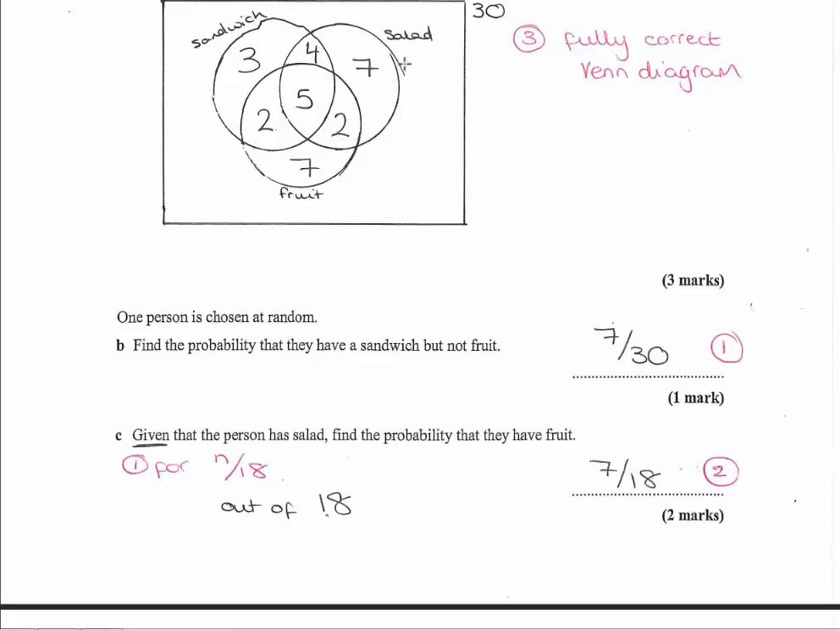Okay, so if they have salad, what's the probability they have fruit? Where's the fruit? It's here. 5 here and 2 here. So these 7 people are people who have salad and they have fruit. So the chance of choosing someone who has salad and also has fruit is 7 out of 18.